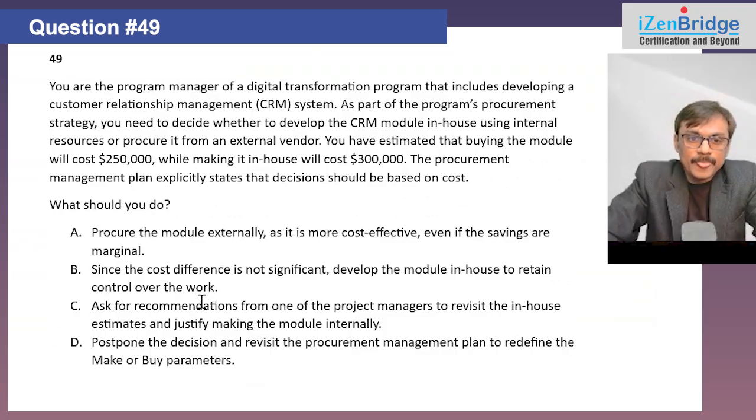Question number 49. You are the program manager of a digital transformation program that includes developing a customer relationship management system. As a part of the program's procurement strategy, you need to decide whether to develop the CRM module in-house using internal resources or procure it from external vendor. You have estimated that buying the module will cost 250,000 while making it in-house will cost 300,000. The procurement management plan explicitly states that decision should be based on cost.